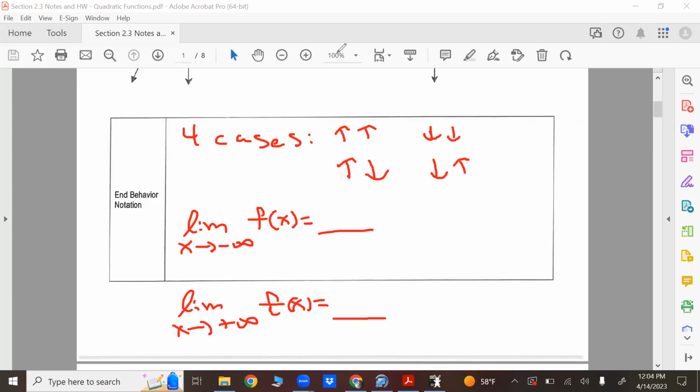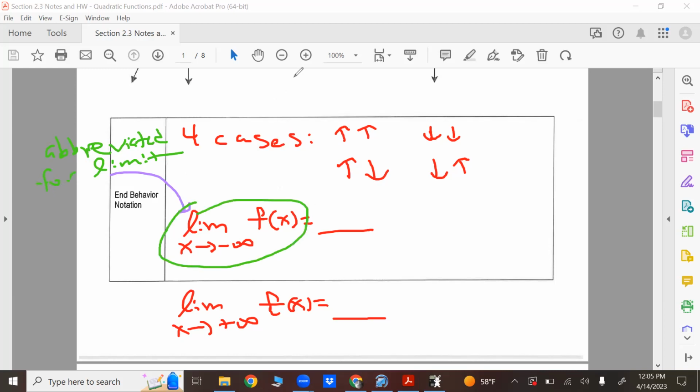This is abbreviated for the word limit. Here's how you interpret it. And this is definitely something that you're going to see often in calculus next year, probably the first week. If you take calculus here, you'll see this the first week, or in the first week of college.